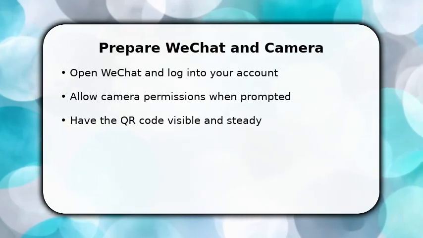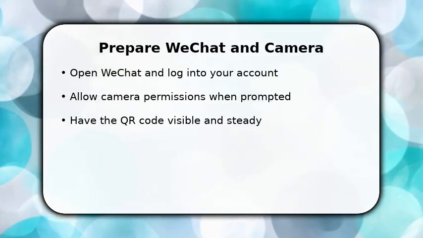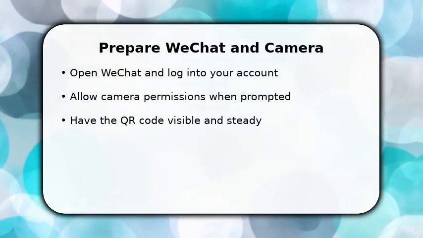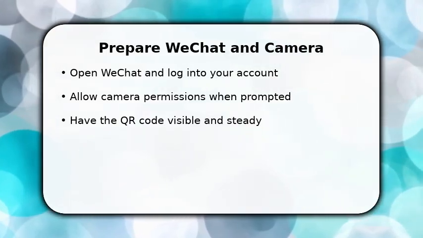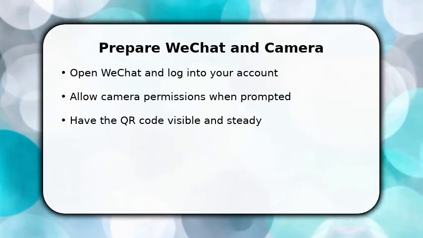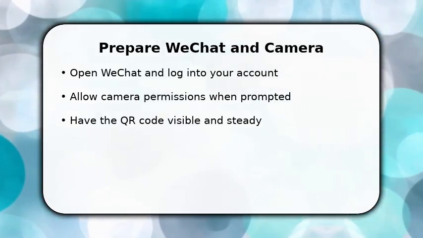You start by opening WeChat and making sure you are logged in. This gives the app access to scan. Next, grant camera permission if you haven't already. Without it, scanning won't work. Position the device so the QR code fills roughly half the screen and avoid glare.